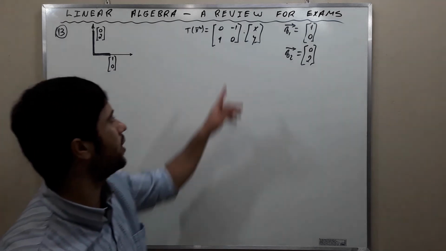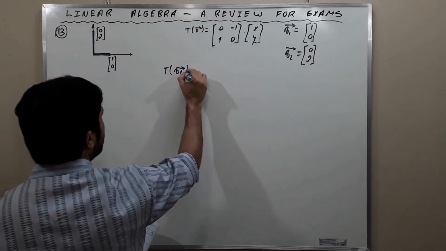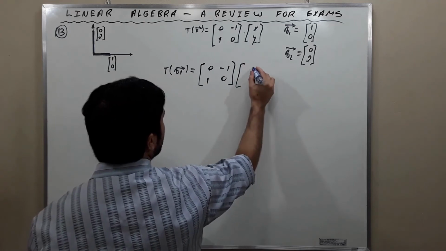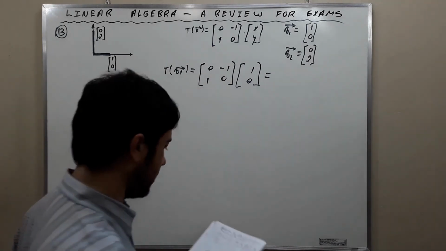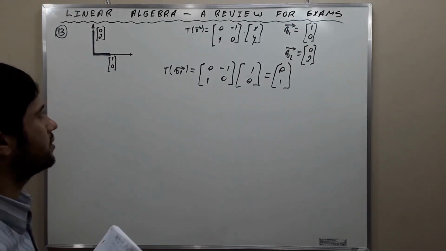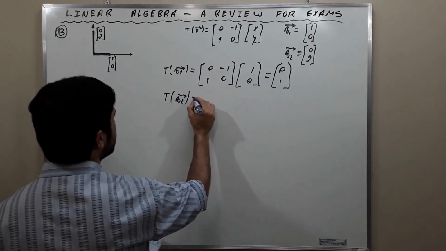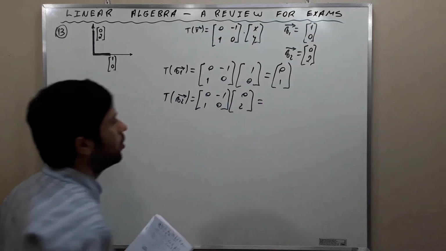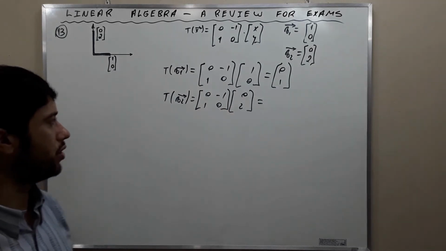First of all, we are going to apply the transformation on v1, vector 1. Okay, so T of v1 will be equal to the matrix (0, -1; 1, 0) times the vector (1, 0), and we can simply multiply this matrix by this vector and we get this vector here. Now let's apply the same transformation to vector v2.